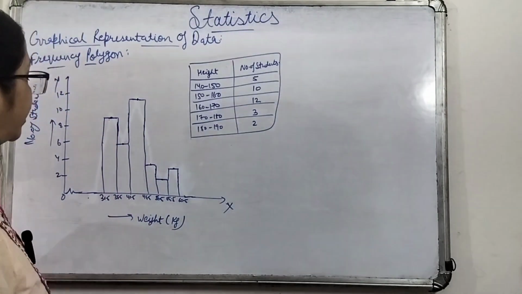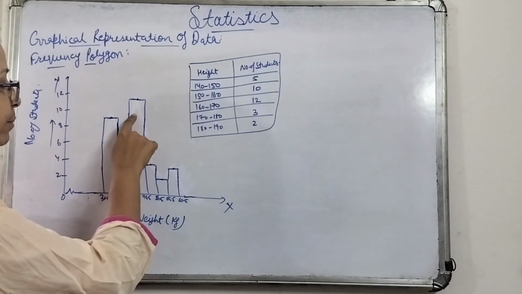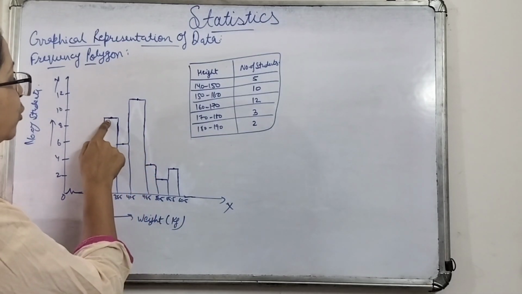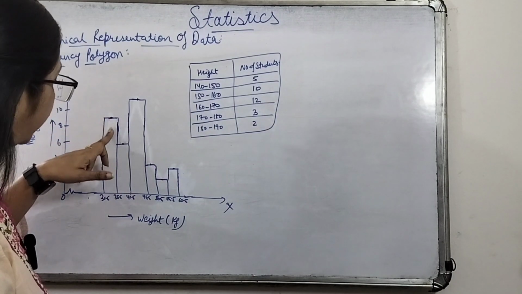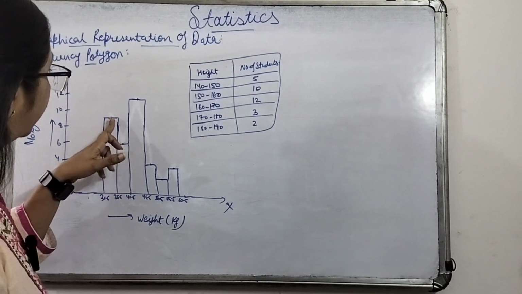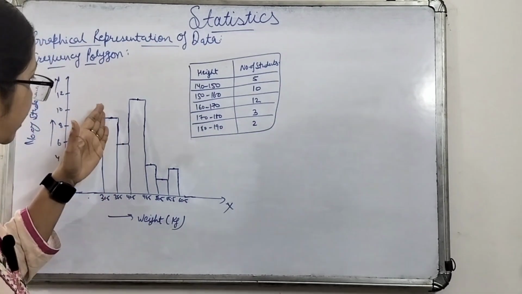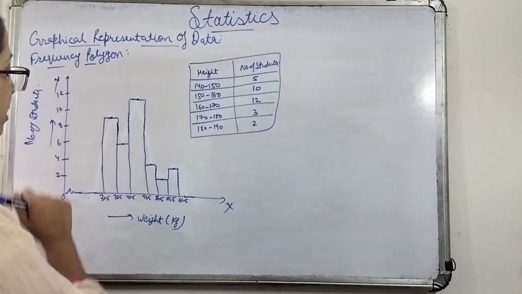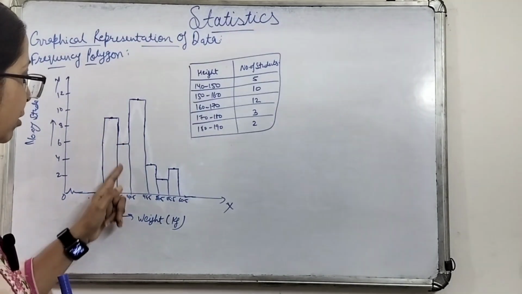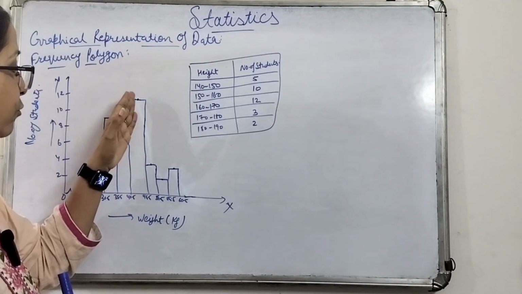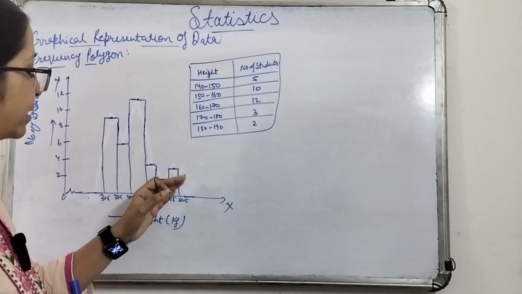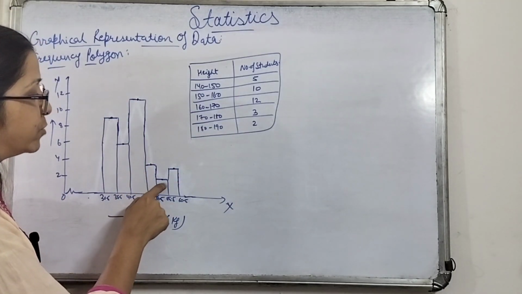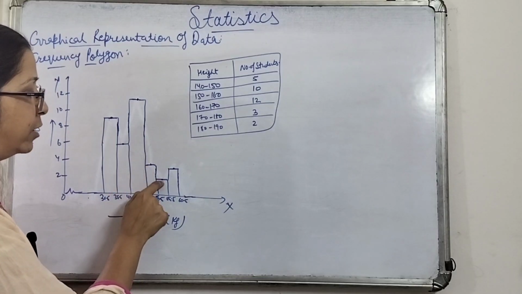Now what we will be doing is, for every rectangular bar, we will take the middlemost point of the uppermost part of the bar. For this rectangular bar, we have taken the middlemost point. For each and every rectangular bar, we will be taking the middlemost point. We have taken all these points.